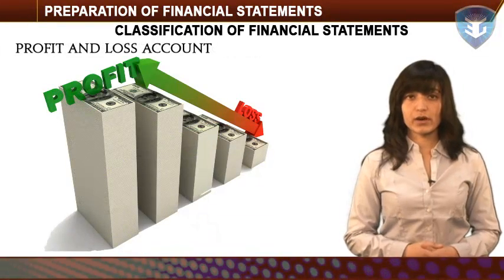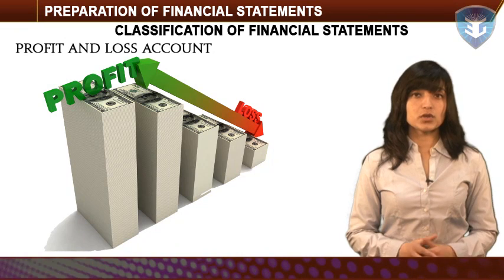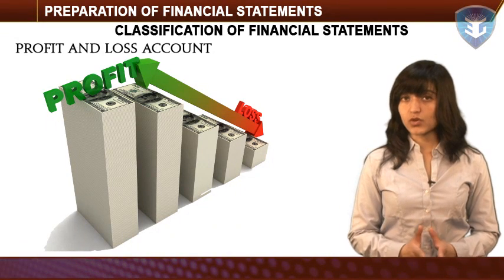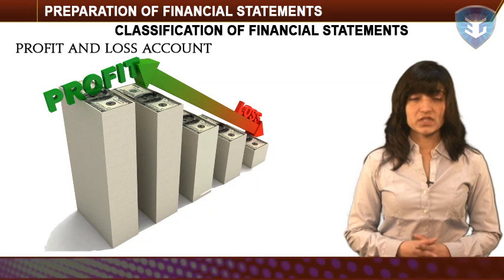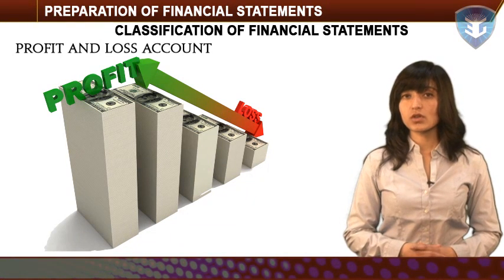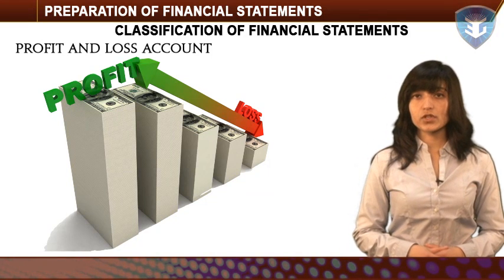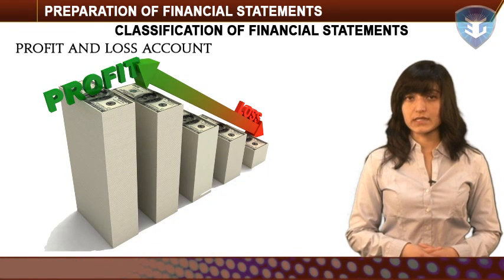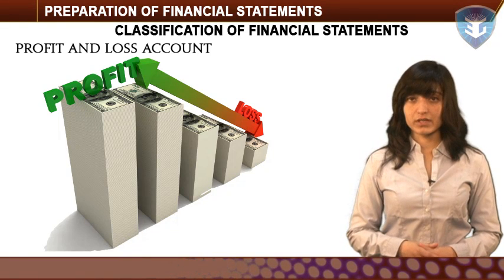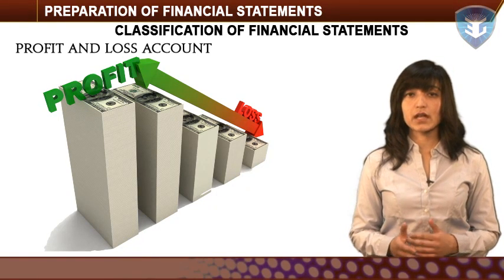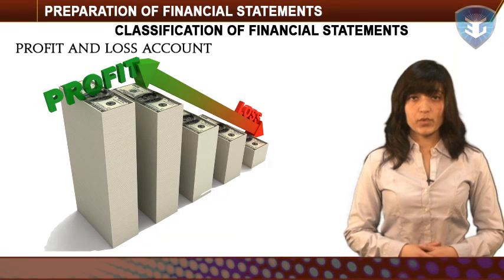Profit and loss account. The profit and loss account is prepared to ascertain the net profit earned or the net loss suffered by the business over an accounting period, depicting the financial performance of the organization. In this account, all indirect revenue expenses are shown on the debit side, whereas all the indirect revenue incomes are shown on the credit side. A profit and loss account can be prepared by considering the following points.